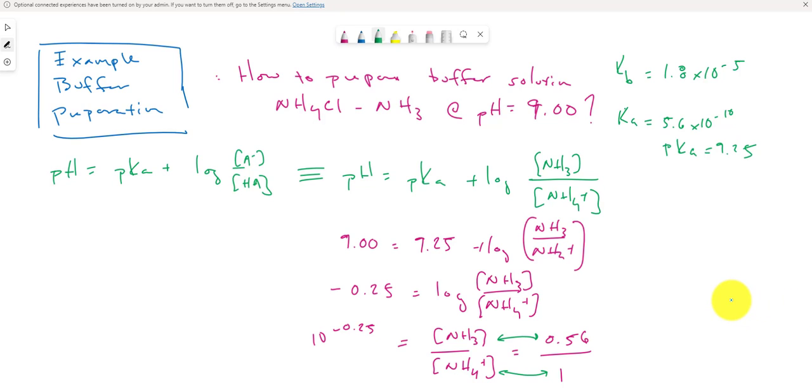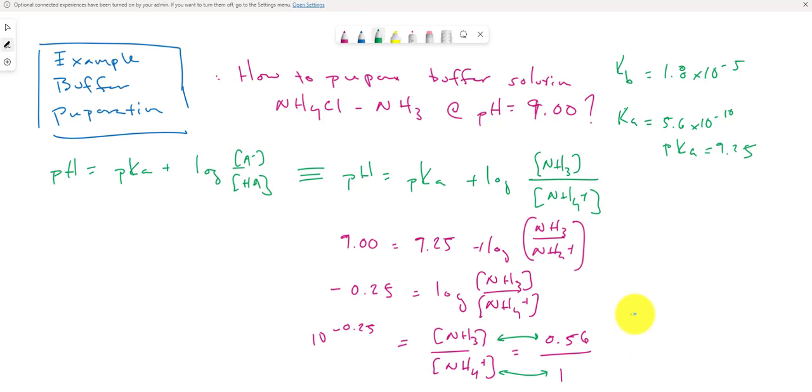So of course, to actually make this buffer, we would need a little bit more information. We just know that this is the ratio, but what about the concentration? What's the final concentration of the buffer? Do we want to make a buffer at 1 molar, at 0.1 molar, at 0.01 molar, at 0.001 molar, etc.? It wouldn't matter. The ratio would be the same, but the individual concentrations then would be some fraction of that overall concentration.